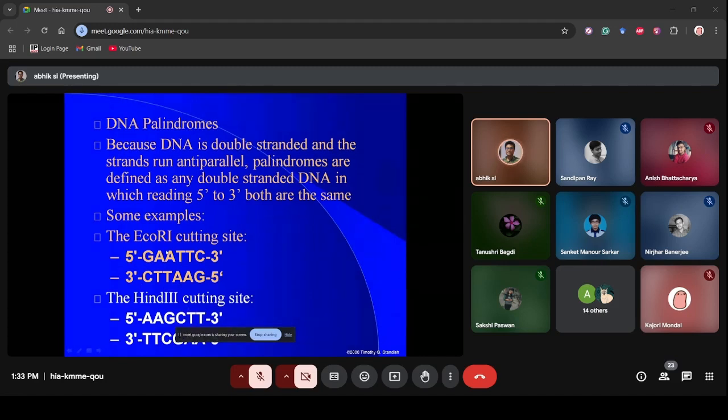In case of DNA palindrome, please don't go through the same strand. If you go in a single direction through the upper strand, for the lower strand you go through in the opposite direction, then only you will get the same answer.